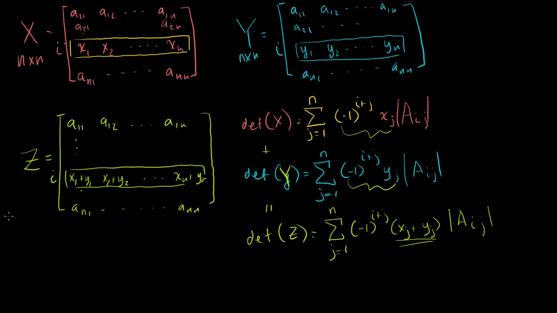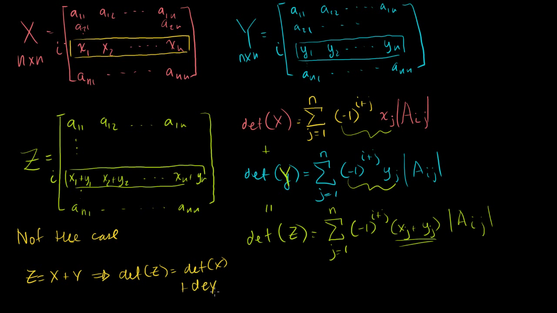Let me write what is not the case. It is not the case that if, let's say, Z is equal to X plus Y, the determinant of Z is necessarily equal to the determinant of X plus the determinant of Y. You cannot assume this. Determinant operations are not linear on matrix addition. They're linear only on particular rows getting added. Anyway, hopefully you found that vaguely useful.